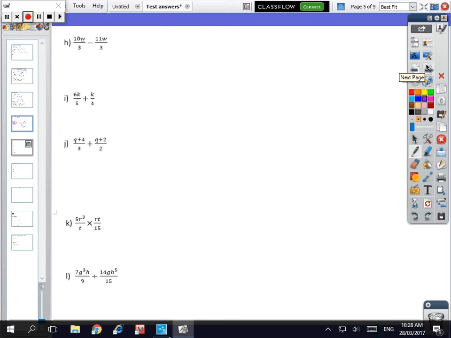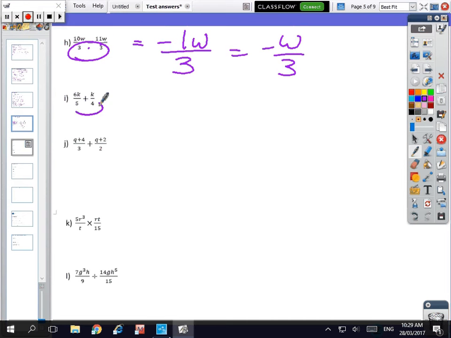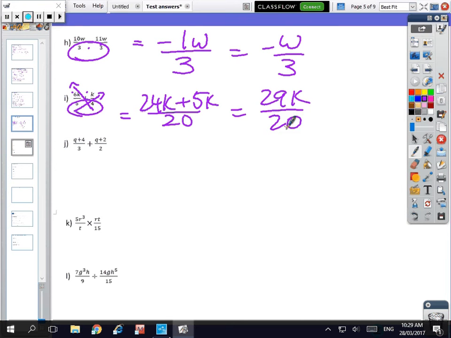Okay, fractions are our friends. First one, the denominators are the same, so we can just add: 10 minus 11 is minus 1, which is just minus w on 3. These ones here, the common denominator is going to be 20, so we cross multiply that way and that way. So 4 times 6 is 24, plus 5 times k is 5k, so it's 29k over 20.